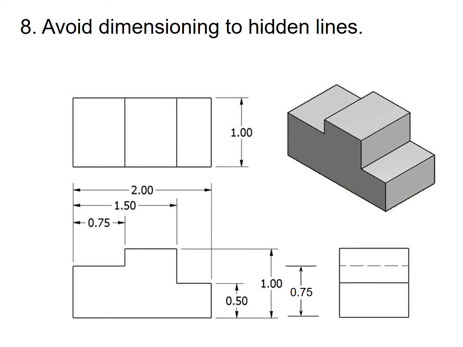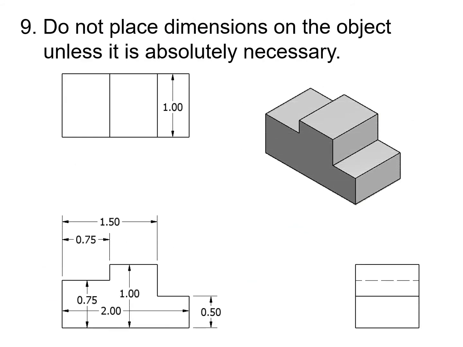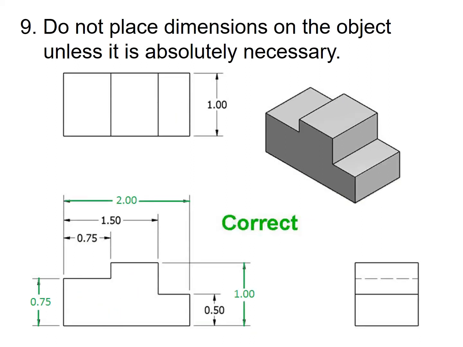Number eight, avoid dimensioning to hidden lines. As you'll see in the right side view, that 0.75 is dimensioning to the hidden line, so you would not. In this case, you would have to provide a dimension on the far left of the front view to really communicate that height dimension of that object. Number nine, do not place dimensions on the object unless it is absolutely necessary. It happens from time to time that you have so many dimensions on one particular view that you have to put them on top of the object, but in this case we do not have to do that, so we could move these dimensions to the outside of the object, and also in between the views, the top and the right side view.